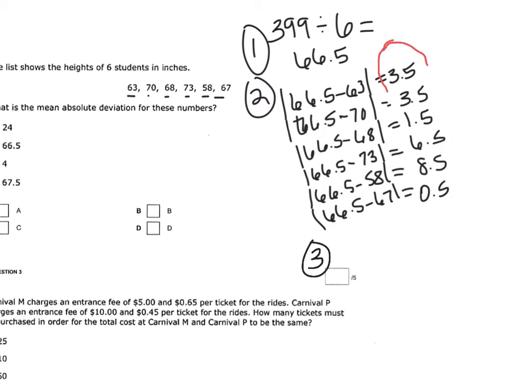Add all of these up. And then divide by 1, 2, 3, 4, 5, 6. Okay? So we're going to add and then divide by 6.